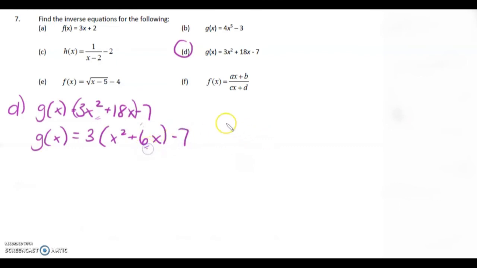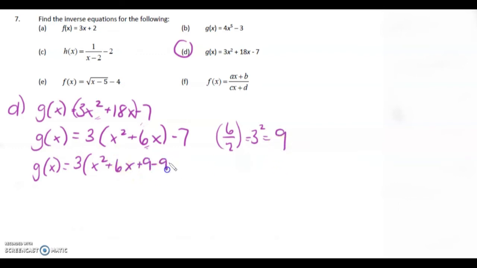Okay, we have to take that middle term, which is 6. We divide it by 2, which is 3, and then we square it, which is 9. Okay, so we have g at x equals 3 times x squared plus 6x. Then in this bracket, we're going to add 9 and subtract 9. Okay, and this negative 9 comes out. We multiply it by that coefficient 3, and we're left with 3 times x squared plus 6x plus 9, minus 7, and then 9 times 3 is minus 27.